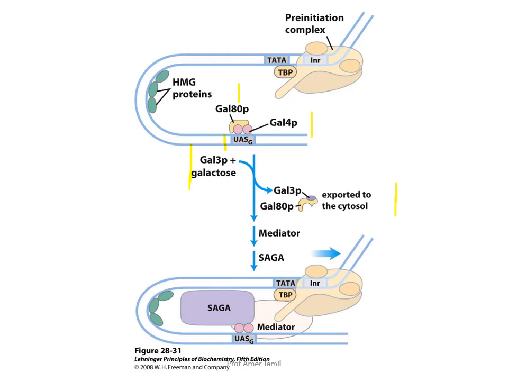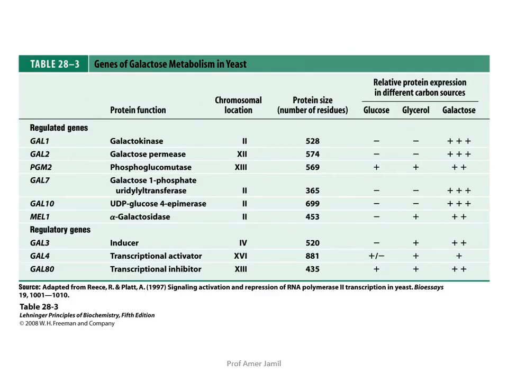As soon as this Gal80p is released, the other proteins like mediator and SAGA, which are a set of proteins required for this modification and remodeling, bind at this place, and mediator comes and transcription is initiated. So this is galactose metabolism in yeast, where multiple genes are controlled by the regulatory genes Gal3, Gal4 and Gal80, which are inducer, activator and inhibitor respectively.